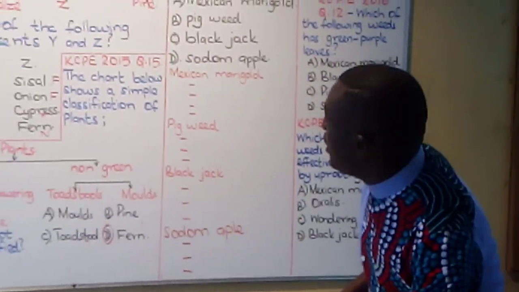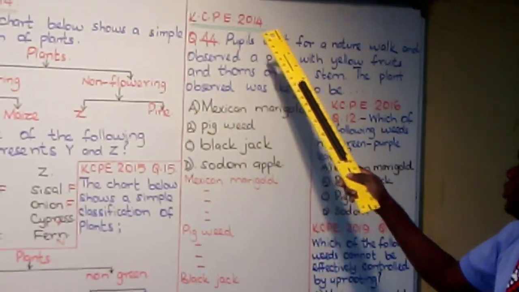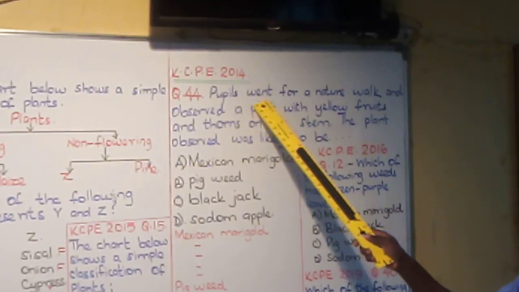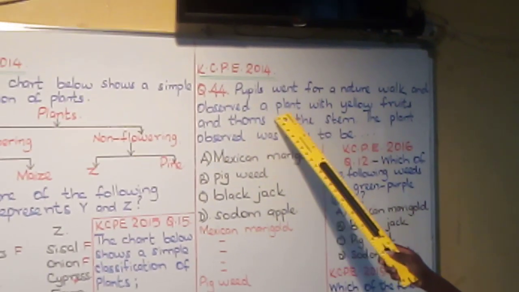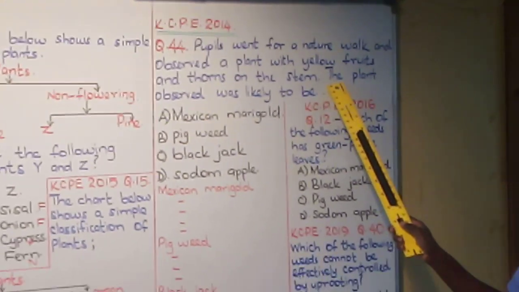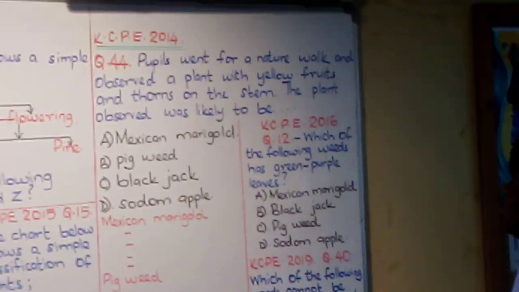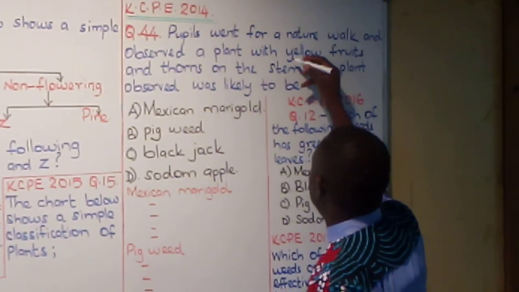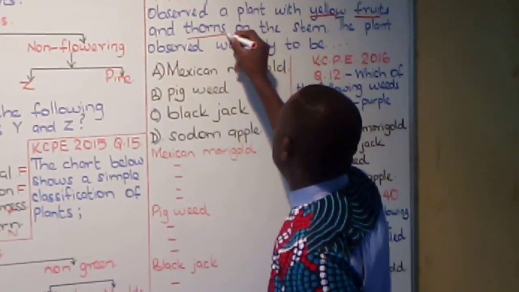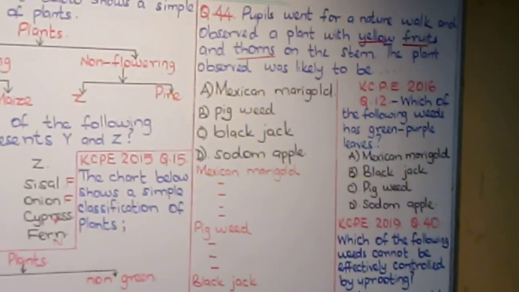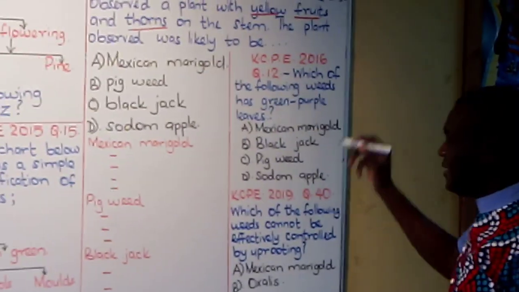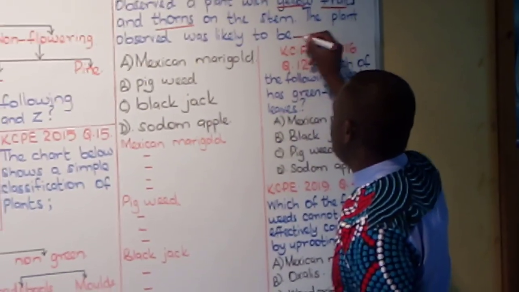Let's come to question number 44 of KCPE 2014. Boys and girls, shall we read together? Pupils went for a nature walk and observed a plant with yellow fruits and thorns on the stem. Wow. Yellow fruits and thorns on the stem. The plant observed was likely to be dash.